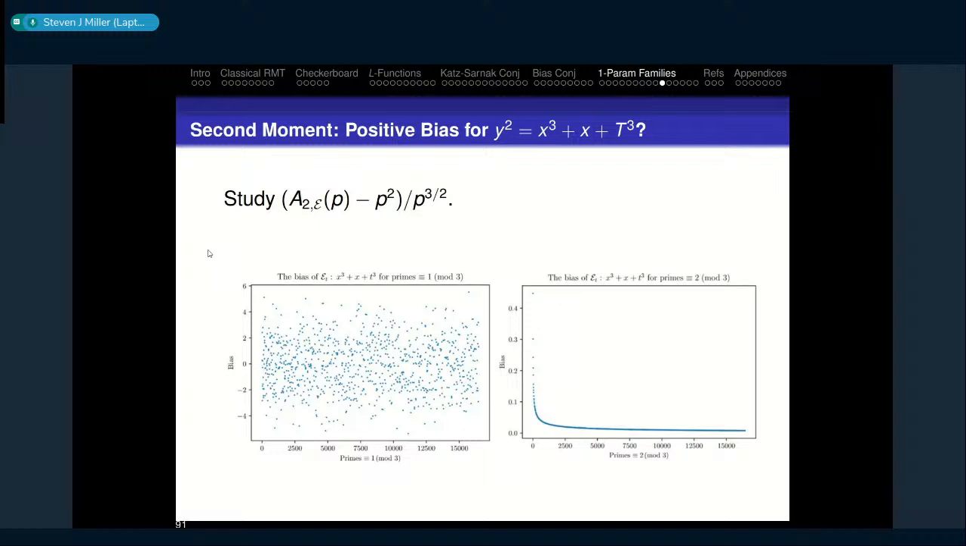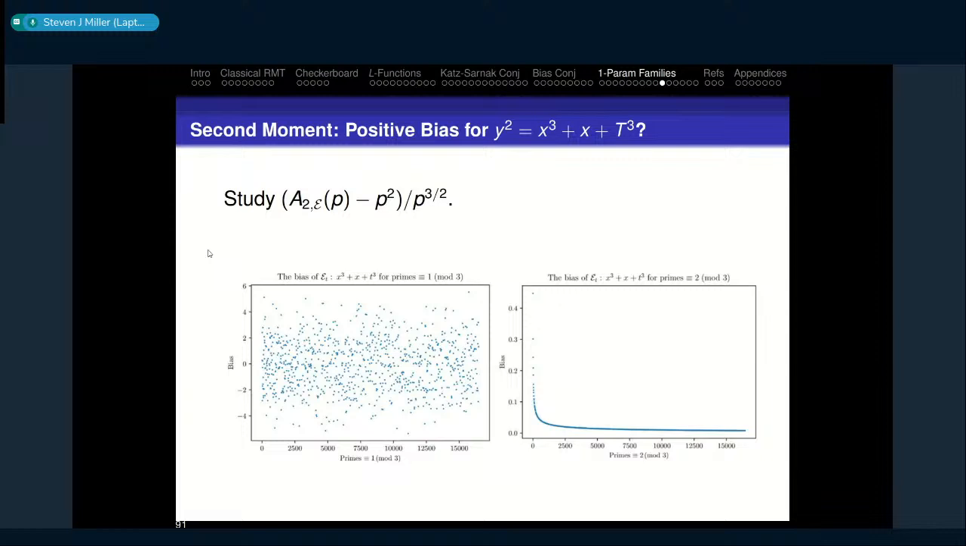Now I'm looking at the bias. How do I calculate the bias? I look at the second moment, and I believe the second moment is of size p squared. Michel proved that the main term is of size p squared, so we subtract off the known main term of size p squared. The fluctuations can be of size p to the 3/2. We divide by p to the 3/2. Now, if there is a term of size p to the 3/2, then this quantity should be roughly on the order of 1.